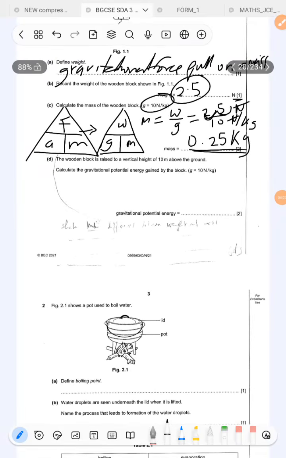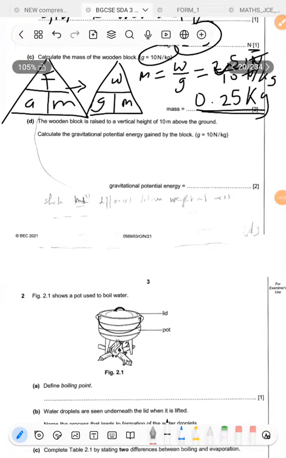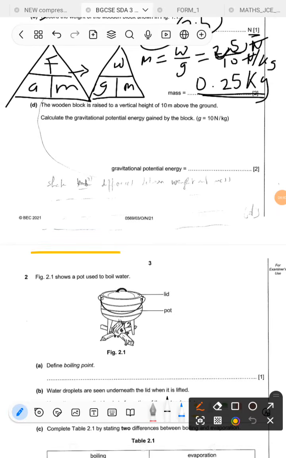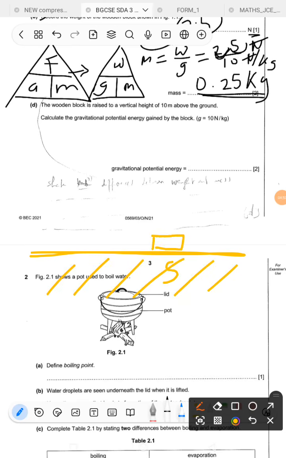Next question says the wooden block is raised to a vertical height of 10 meters above the ground. Calculate the gravitational potential energy gained by the block. So what is gravitational potential energy? Basically, gravitational potential energy is the type of stored energy that we get when you raise a piece of matter or mass above the ground. Let's say this is the ground, and then you take something and elevate it to a certain height above the ground.